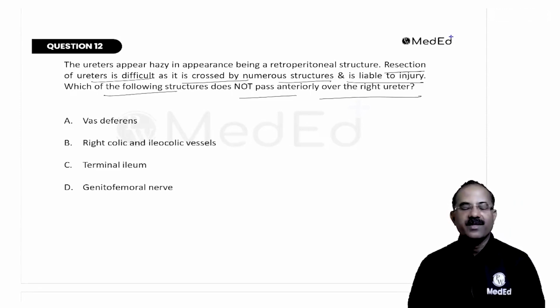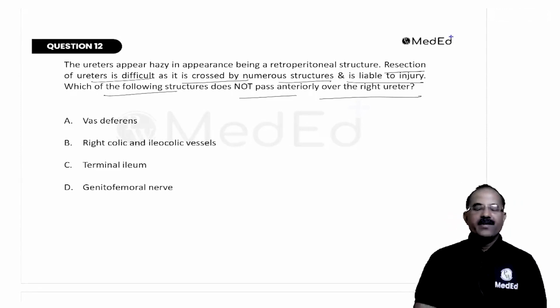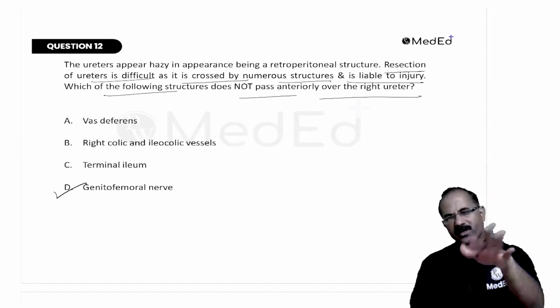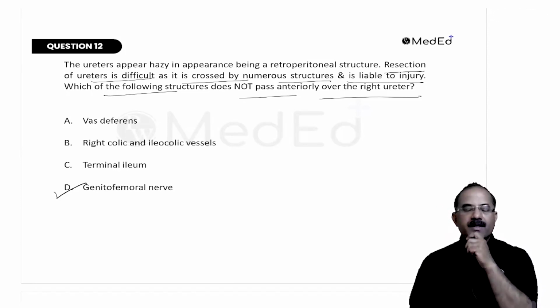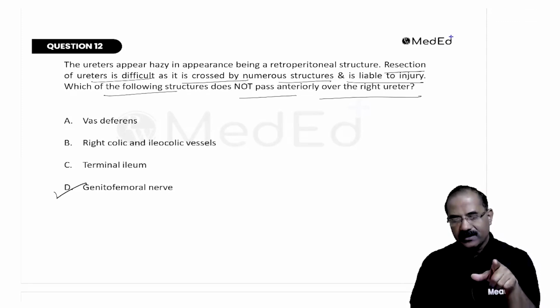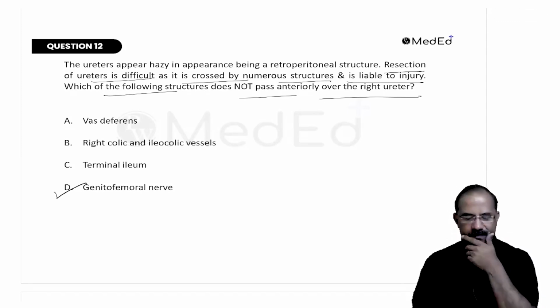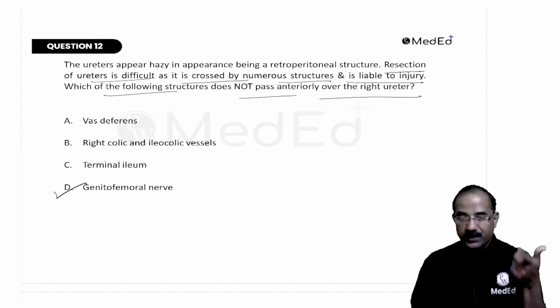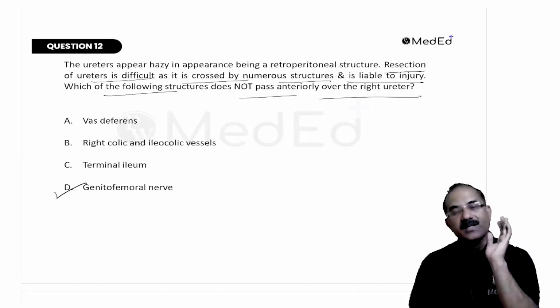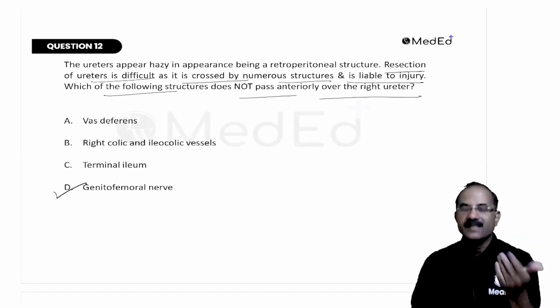Yes, Shitish. Very good. Akhand, it's the genitofemoral nerve. Where is the genitofemoral nerve with respect to the ureter? Is the genitofemoral nerve related to the ureter first of all? Genitofemoral nerve, lateral side? No, it's posterior. The genitofemoral nerve is behind the ureter.